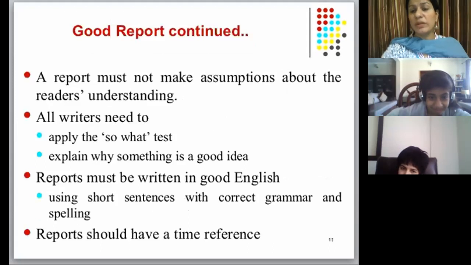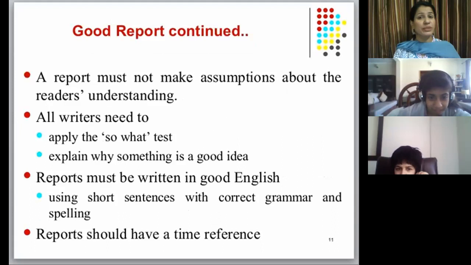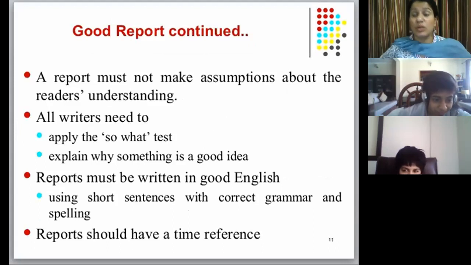A report must not make assumptions about the reader's understanding. You are not going to assume whether your reader is understanding the content or not. All writers need to apply the so what test. What is the so what test? Explain why something is a good idea. Apply the so what test.